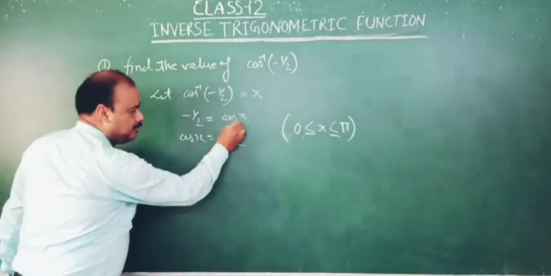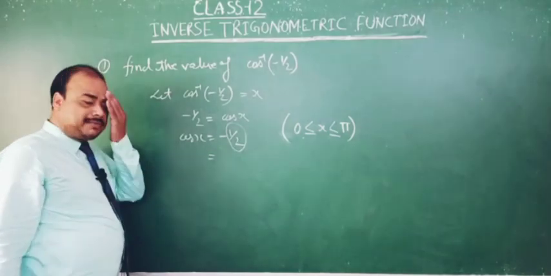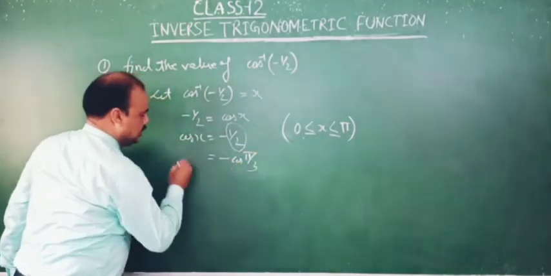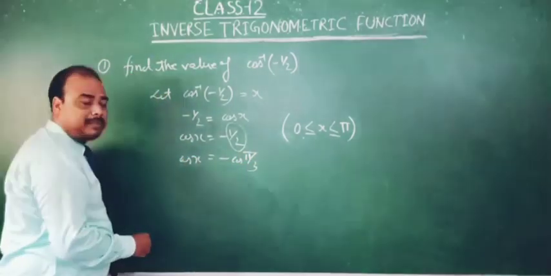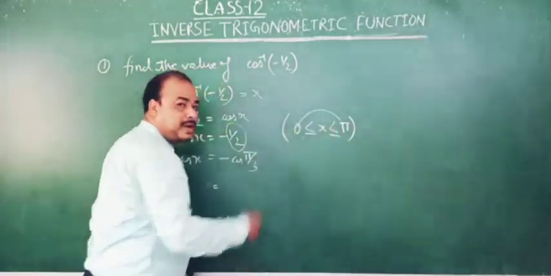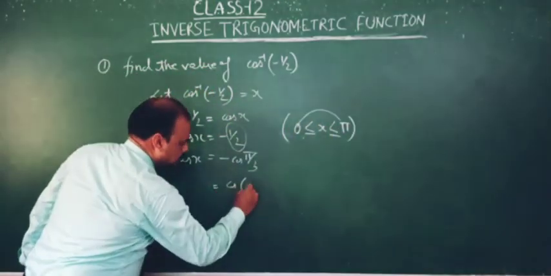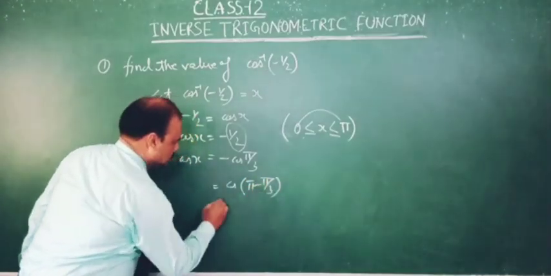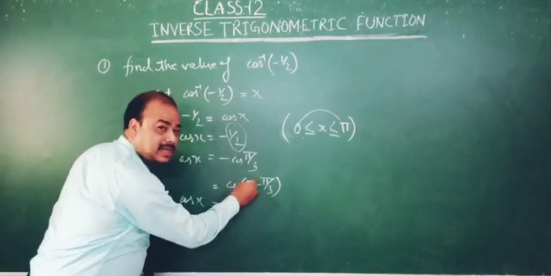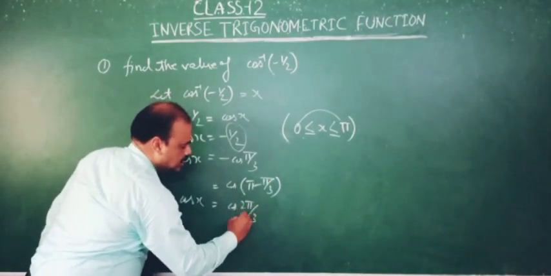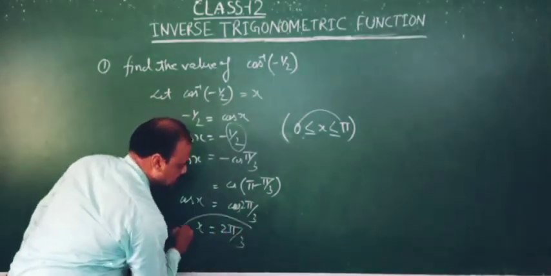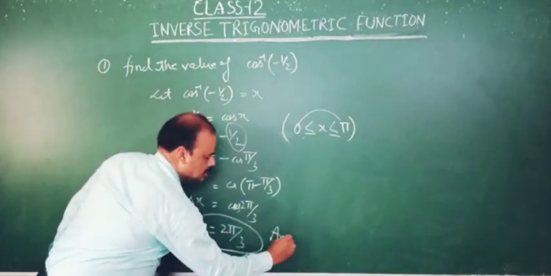Now the value of 1 by 2 in the case of cos is π by 3. It means cos x equal to negative cos π by 3. But the principal value lies between 0 to π. It means cos(π minus π by 3). So cos x equal to cos of 2π by 3. So the value of x will be 2π by 3. This is the answer.